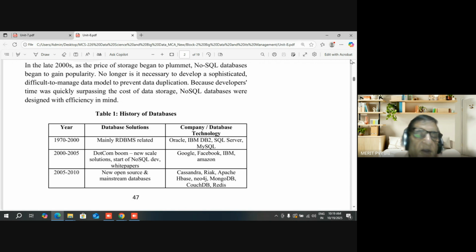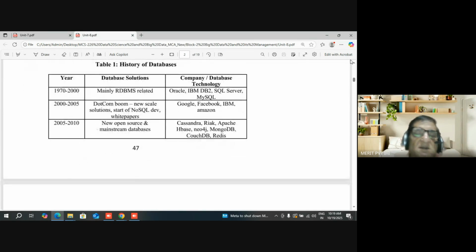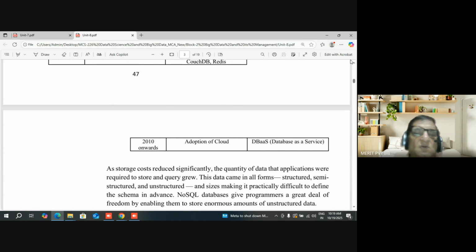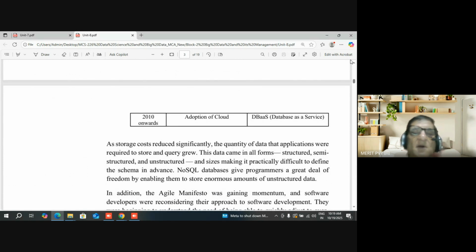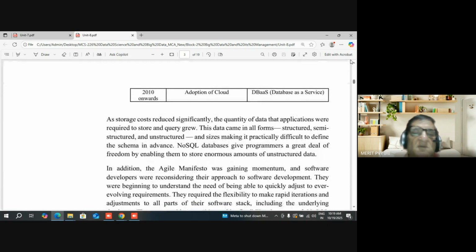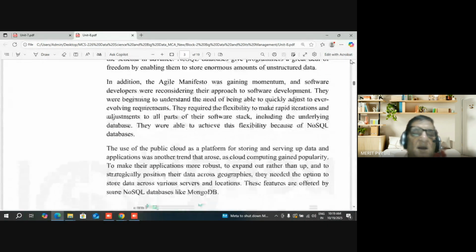Between 2005 and 2010, new open source and mainstream databases appeared: Cassandra, Riak, Apache HBase, MongoDB, CouchDB, and Redis. From 2010 onward came the adoption of cloud, and database as a service is what becomes important.